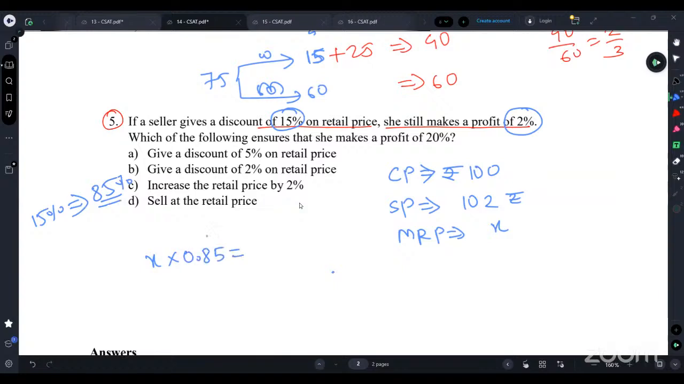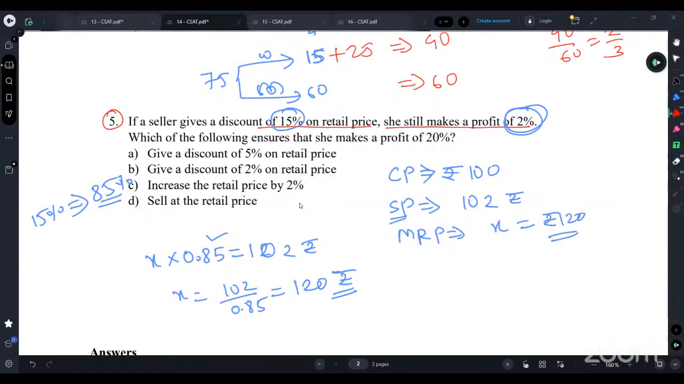And after giving this 15% discount, she is selling at 102 rupees, right? That is the selling price we have got because she wants to make 2% profit. So this is 102. If I calculate the value of X by this, it will be 102 by 0.85. So that will be 120 rupees, right? 120 rupees is the MRP, which is printed on the product.